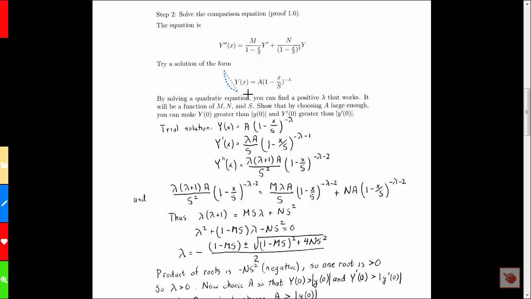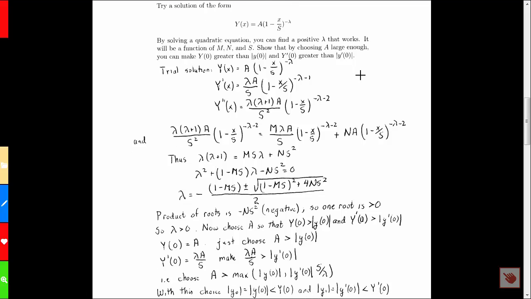And we can solve this exactly. Remarkably, if we plug in a solution of the form a times (1 minus x over s) to the minus lambda power, we'll be able to find a positive value of lambda that does the job. It'll depend on M, N, and s, of course. To start out, I want to be sure that for x equals 0, this comparison function, capital Y, is greater than the solution to our equation that we're going to crank out by the power series method, and we also want to make its derivative greater than that of the solution.